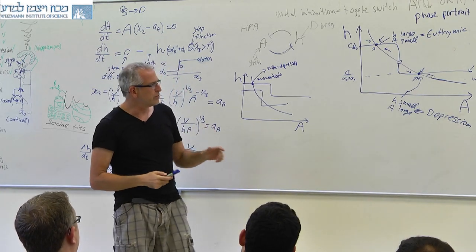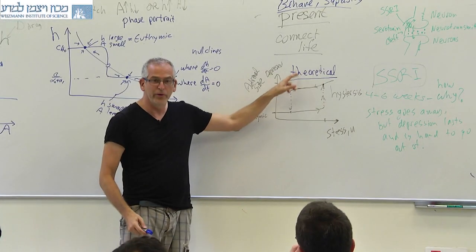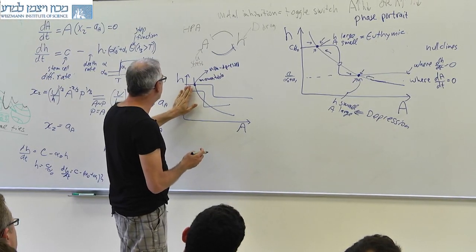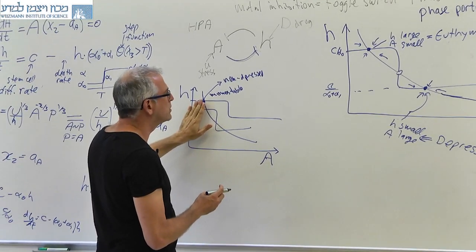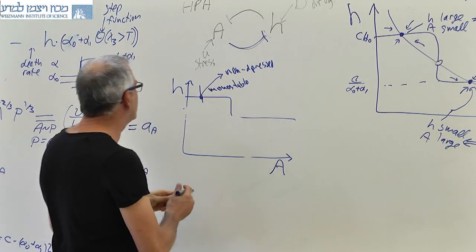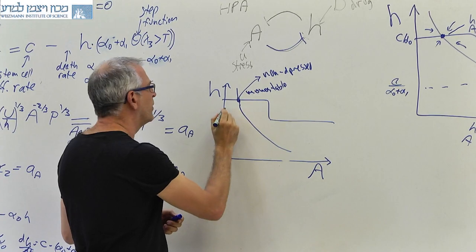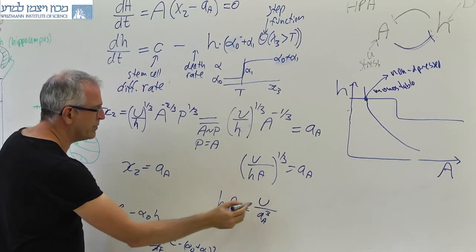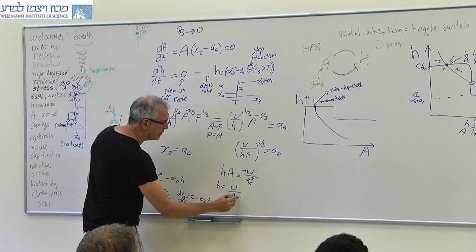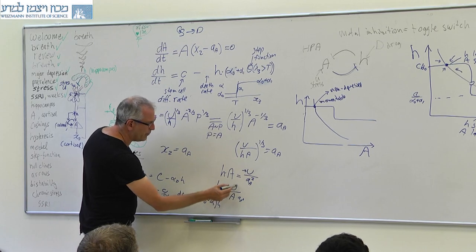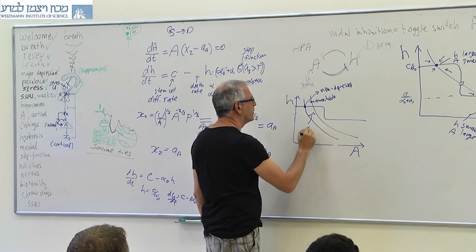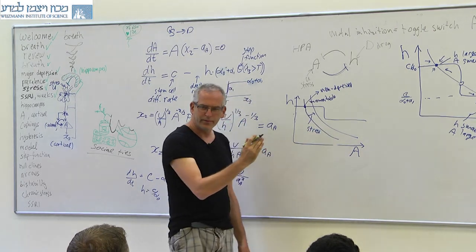Okay, now let's talk about stress. Let's try to get to this graph here, this theoretical graph. What does stress do? Let's start with a person that's not susceptible. Stress is here. So H equals U over A cubed. If I increase U, stress pushes this nullcline up. That's what stress does.